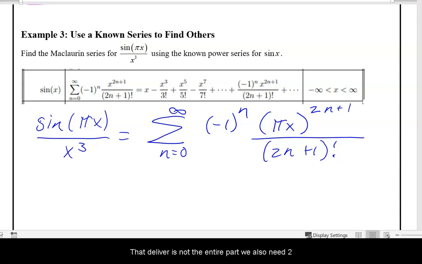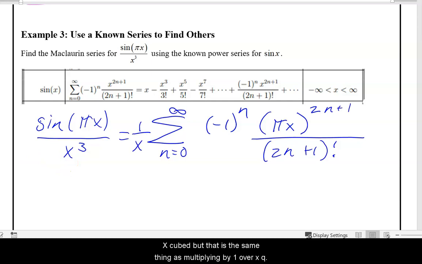That, however, is not the entire part. We also need to divide by x cubed, but that is the same thing as multiplying by 1 over x cubed. Because the x cubed is independent of the index of summation, it can stay outside or come in at will. In this case, to combine it with the x that's on the inside, we need to separate the coefficient of pi from the pi times x inside the base being raised to the power 2n plus 1.